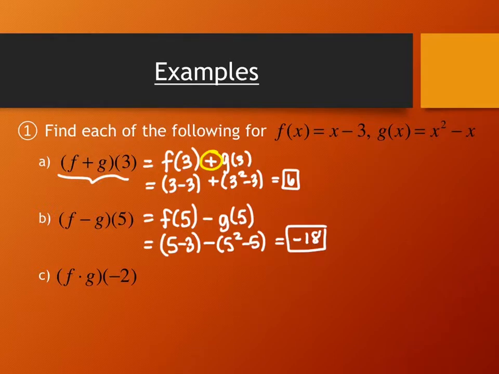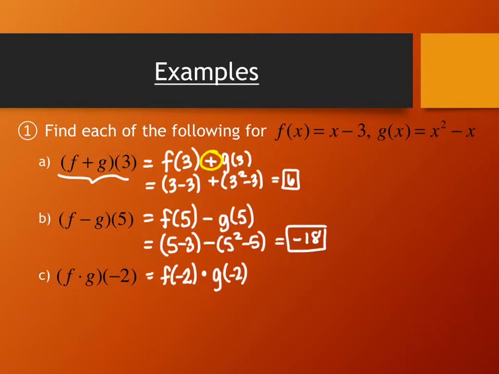What does C tell us I'm supposed to do? Multiply. And what's the negative 2 telling me? That's my x value. Exactly. So I'm going to multiply my functions where x is the value -2. So I have f of -2 times g of -2.